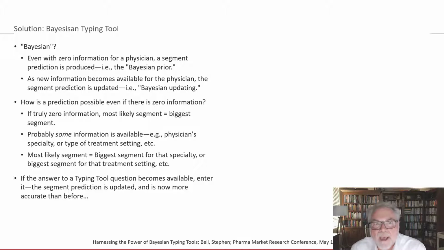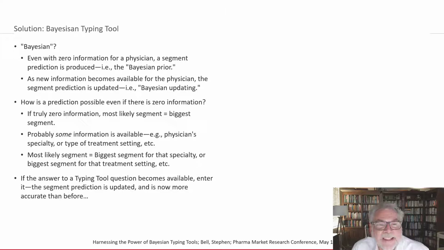Now let's take a step back. How would you get a prediction even if you have no information? Well, just think about it. If you truly don't know anything about that physician, would you be able to say that one of the segments is more likely than the others? And the answer is yes, of course. And that would be the biggest segment. Segments are almost never exactly the same size, all of them. One of them is going to be bigger than the others. And if you don't know anything else, guess that one. It's a place to start.